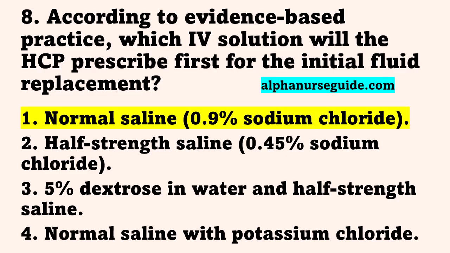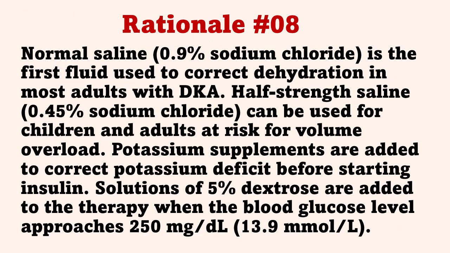The correct answer is 1. Normal saline. Rationale. Normal saline is the first fluid used to correct dehydration in most adults with diabetic ketoacidosis. Half-strength saline can be used for children and adults at risk for volume overload.